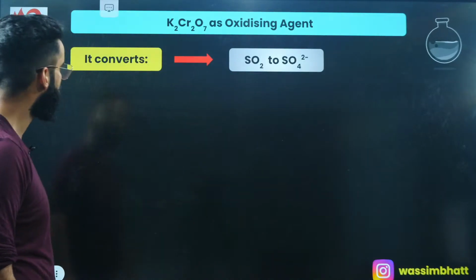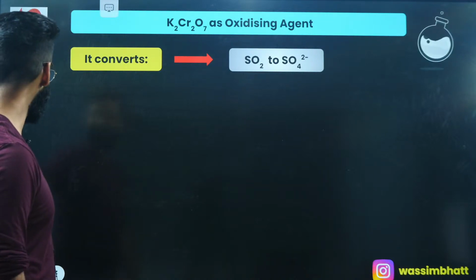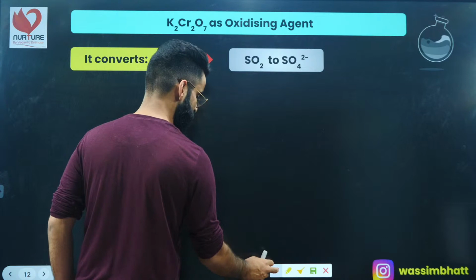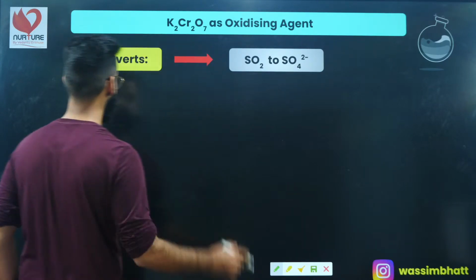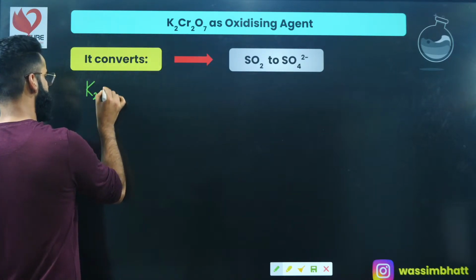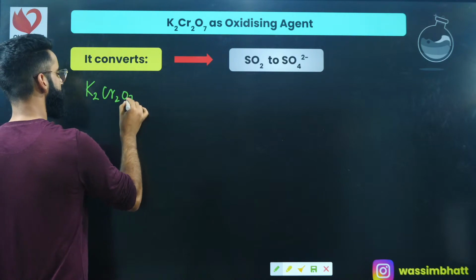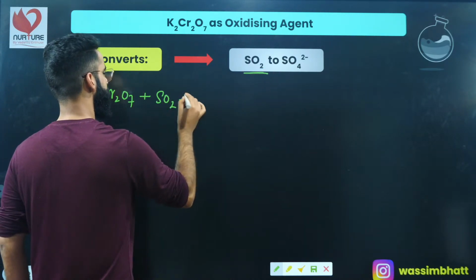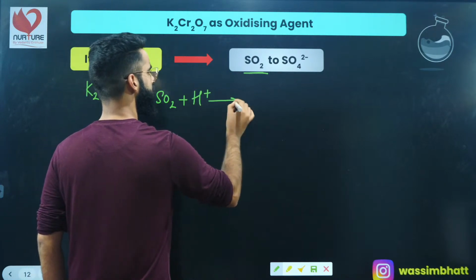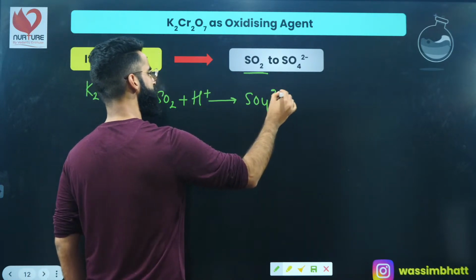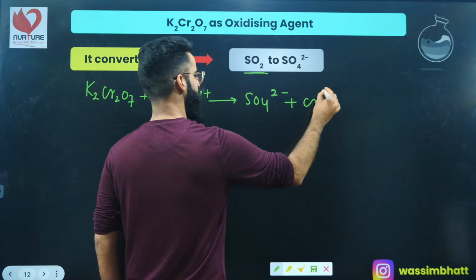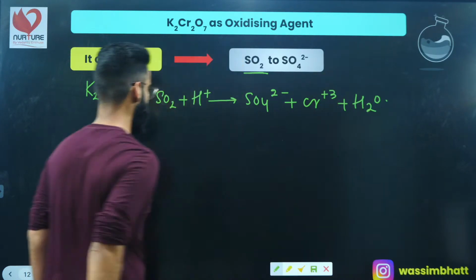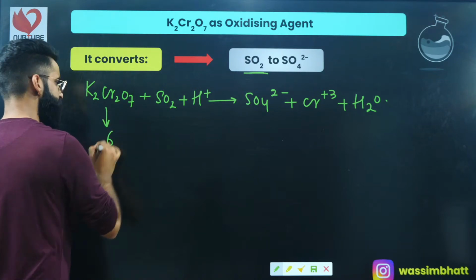Okay, this is one last reaction of K2Cr2O7, and with this we'll be trying to solve some important questions from the N factor calculations. See, guys, your K2Cr2O7 converts SO2 in acidic medium into SO4 dinegative. Itself gets converted into Cr tripositive, and with this you'll be writing water as well. Its N factor is going to be 6, right?